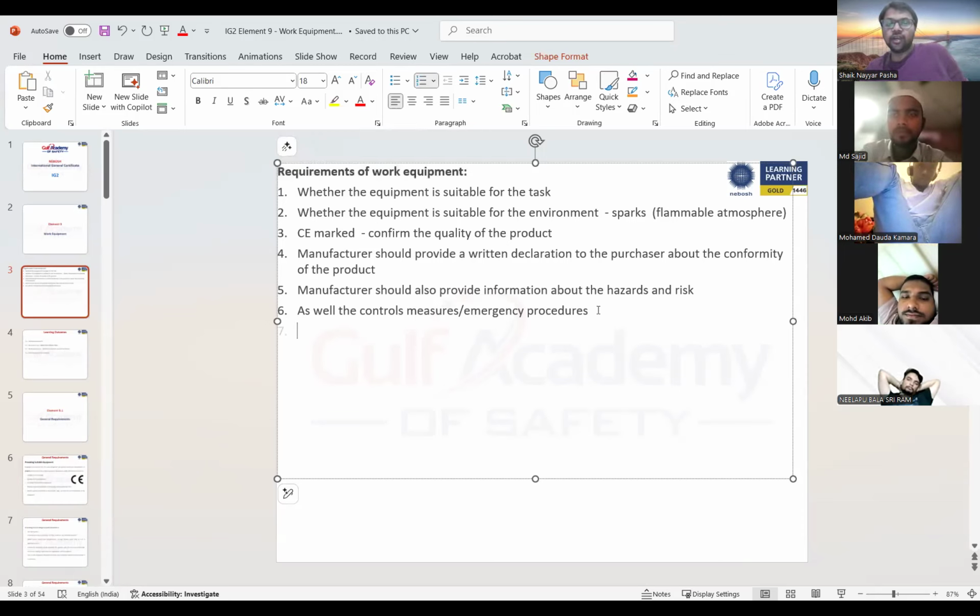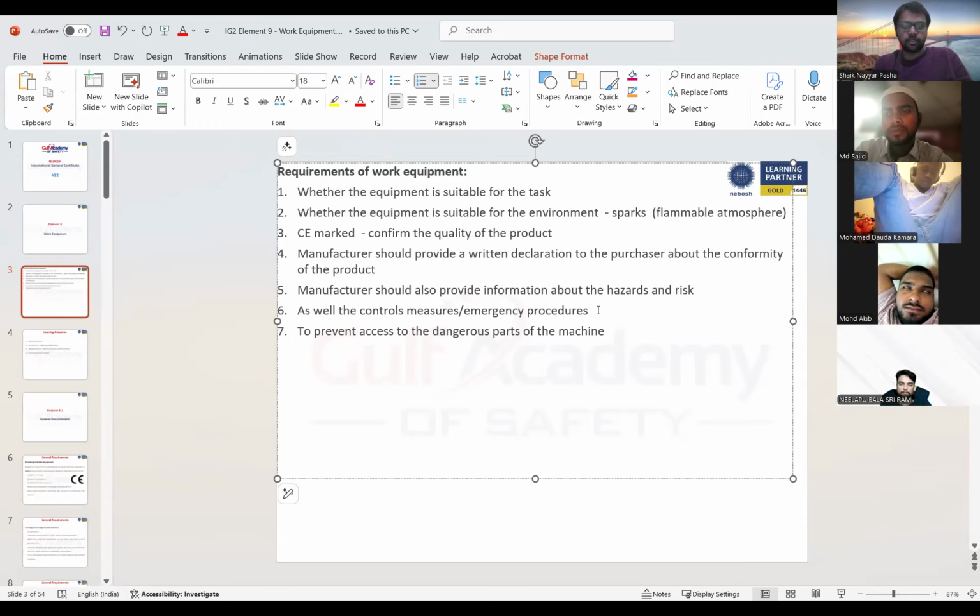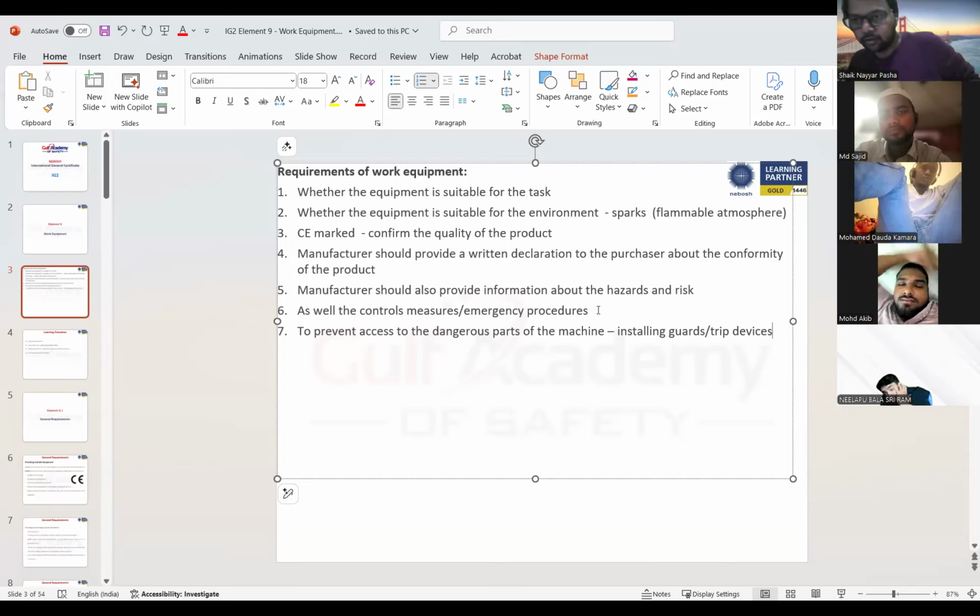Once you are selecting the right equipment for the job, before you give this equipment to the workers to use it, it is the responsibility of an employer to prevent access to the dangerous parts of the machine. How can we do that? By installing guards on the dangerous parts, or installing guards or trip devices such as sensors. So it is the responsibility of an employer to cover the dangerous parts of the machinery so that workers will not come into contact with them.